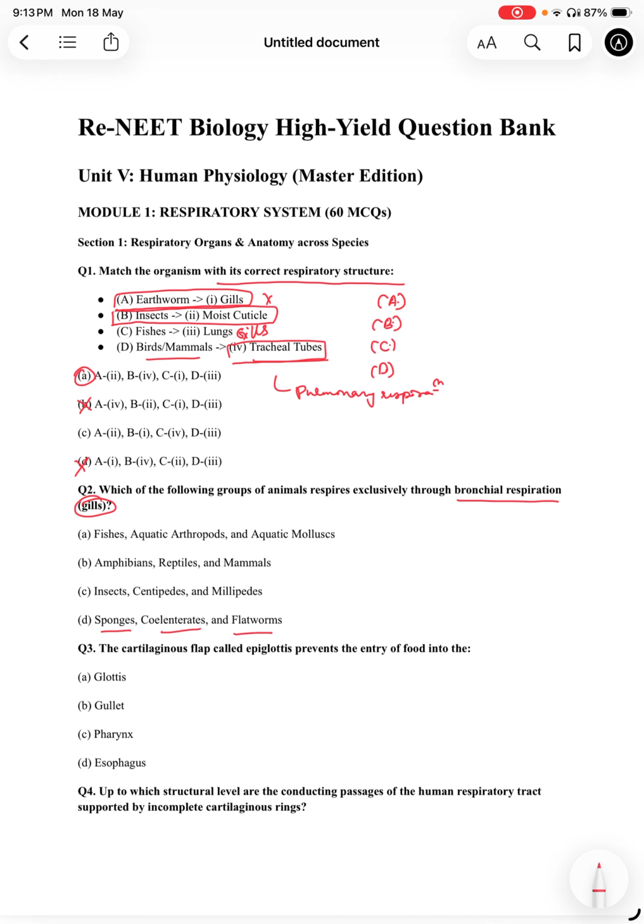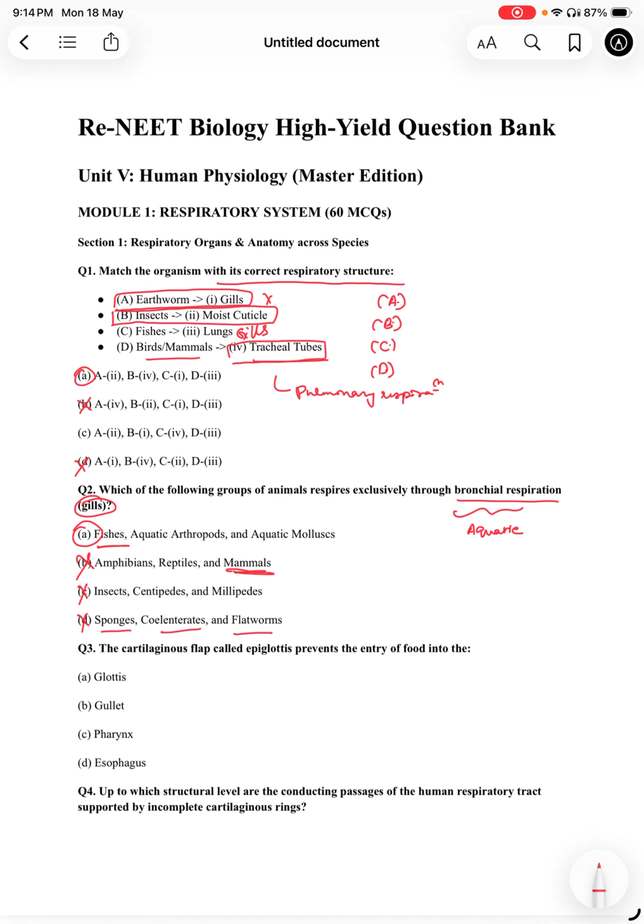They are all not mammals. They are non-chordates, correct? How can non-chordates have branchial respiration? So directly we can cancel out option D. Centipedes, I mean insects, centipedes, millipedes. We just learnt about it now. Tracheal tubes, correct? So that is also cancelled. Now we have fishes and amphibians. Obviously, fishes have gills, correct? Mammals do not have gills, so directly cancel off the option. So option A, fishes, aquatic arthropods, and aquatic mollusks. Branchial respiration is done by aquatic organisms.